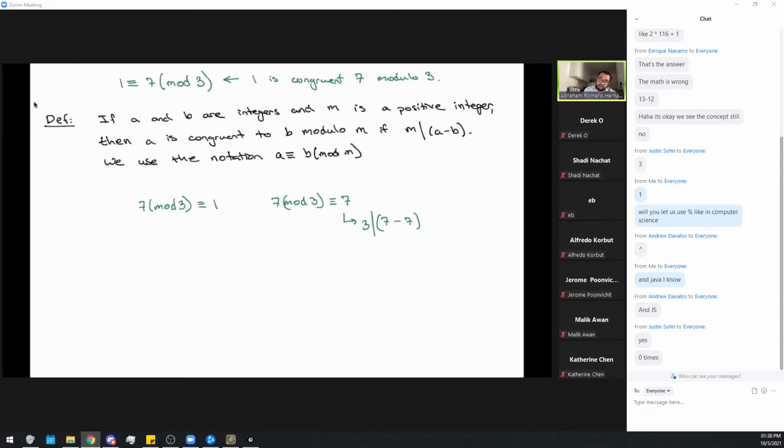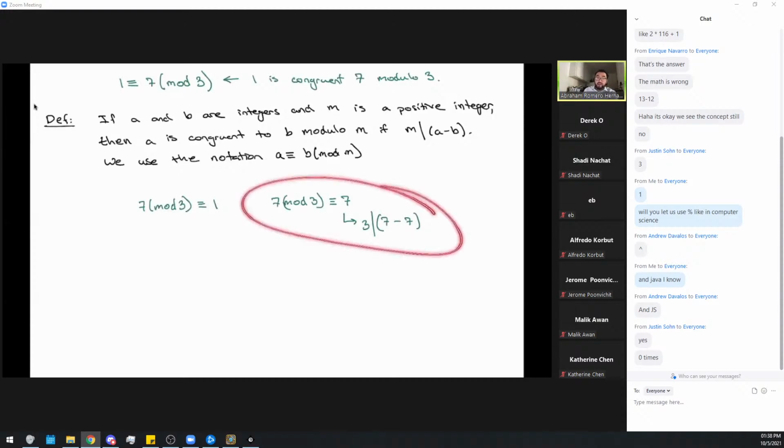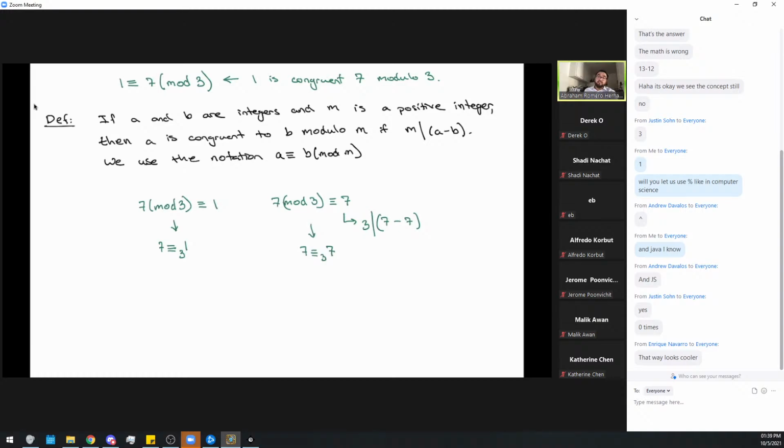Now, there are other ways to write modular. You probably won't see it as much, and I'll try and avoid writing it like that. But sometimes when I was taught this, we wrote it like this. I most likely will not write it like that, but if you see it, that's how you will see it in some books.